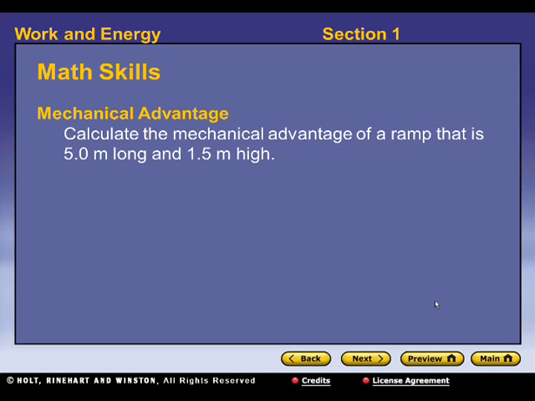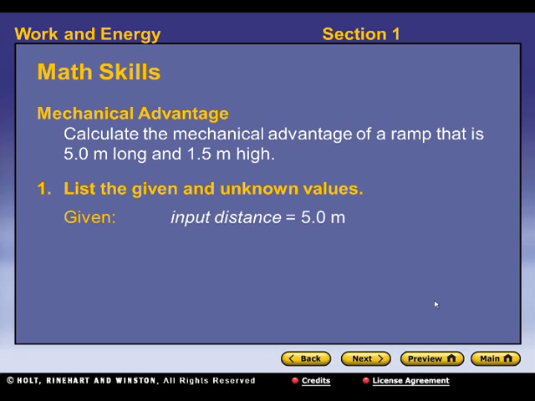So let's calculate the mechanical advantage of a ramp. It's 5 meters long and 1.5 meters high. You push the object along the 5 meters, which is along the ramp and up. So that's your input distance. The ramp is 1.5 meters high. So what the ramp is doing is raising that object up for you. Instead of you having to lift it directly up, it's raising it up that 1.5 meters for you, but you have to input 5 meters of distance.